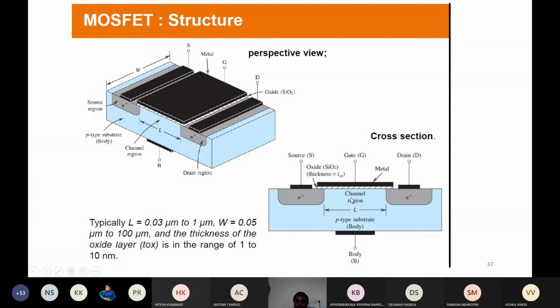And in general we use this type of picture. Instead of making a 3D picture every time, we are using this side view. So this portion, the side view, you can just see here. This is the P type substrate, N plus source, N plus drain, and this is the channel region. Here the channel is not formed yet, but here the channel will be formed. If you apply proper bias, the channel will be formed here.